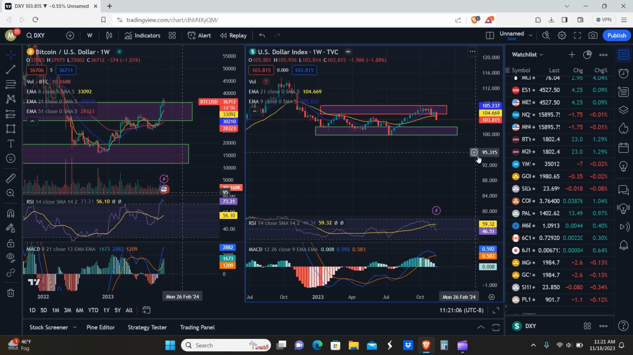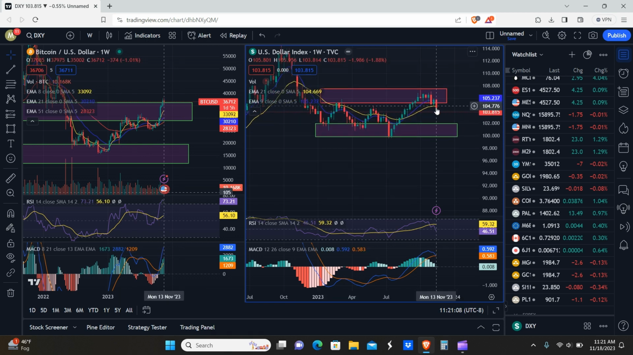But of course, I want to see a confirmation below the EMAs. We get the confirmation below the EMAs here. I would basically short right here, put my stop above this candle up here, or wait for it to get back to the EMAs, short at the EMAs, and put my stop above the previous candle high. And then I would short this thing straight into support, and I'd put my profit target somewhere down in the support range.